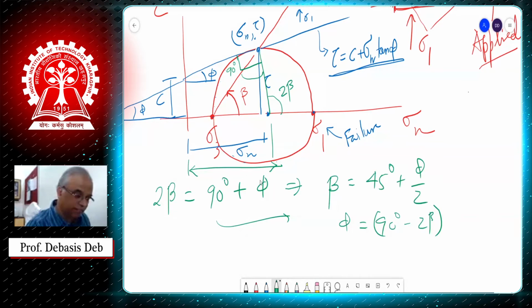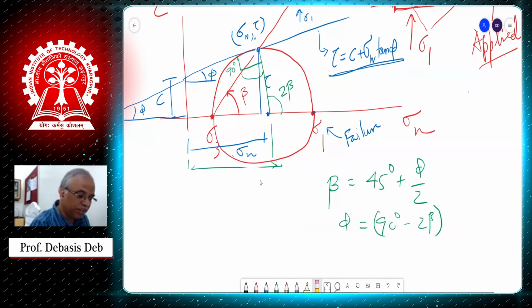Let me delete that so that I will be able to write this. From here to here, can anybody tell me what it is? Sigma 3 plus sigma 1 by 2. Exactly. This is the center, right? Okay. This is this. Now, if this is the case, how much is this from here to here? This is already sigma n, or can I write what is sigma n?